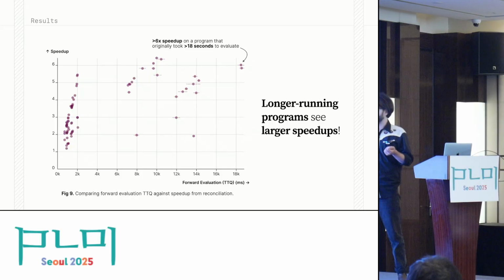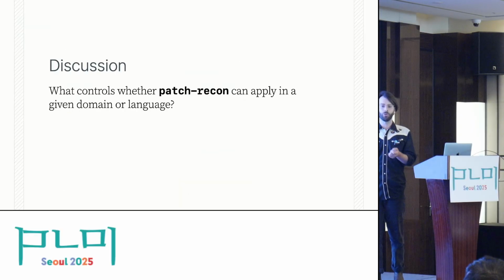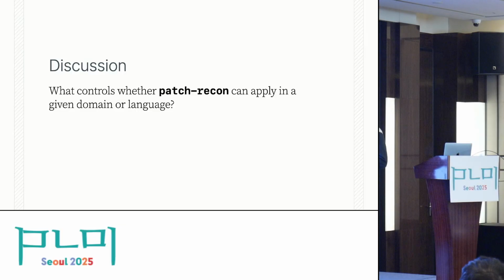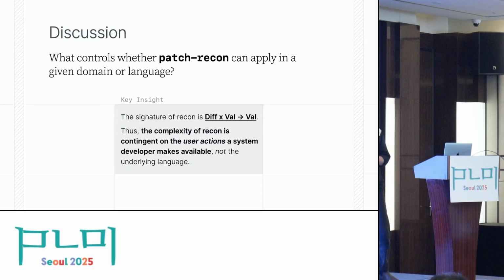OK, great. So we've seen that this seems to work really nicely for our domain and language, but what controls whether we can apply this elsewhere? There's one key insight to note here, which is to look at the signature of that recon function. Recon takes in diffs and values and produces an updated value. So the complexity of implementing recon is contingent on the user actions that a system developer makes available, the things that generate these diffs. But it's not tied at all to the underlying language.